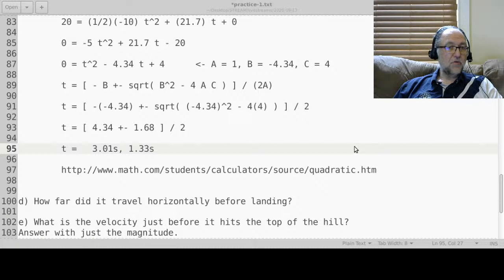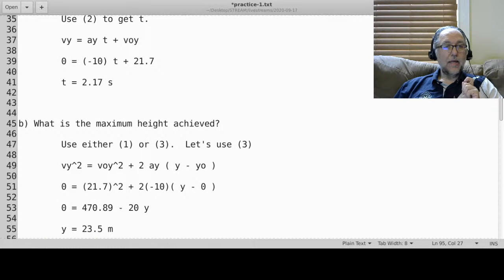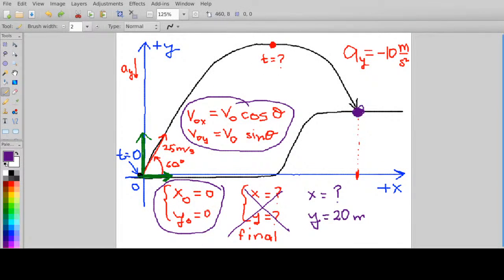Don't be afraid to ask questions. All right, let me switch over to the other whiteboard and let me interpret. What we're doing is I'm trying to explain to you what that 3 seconds is, the 1.33 seconds, the 3.01 seconds, the 1.33 seconds. I'm also going to show you how they relate to the 2.17 seconds. Okay, so let me switch.